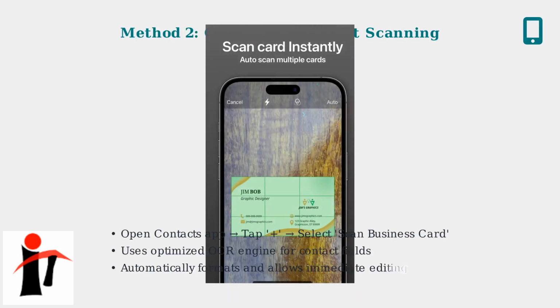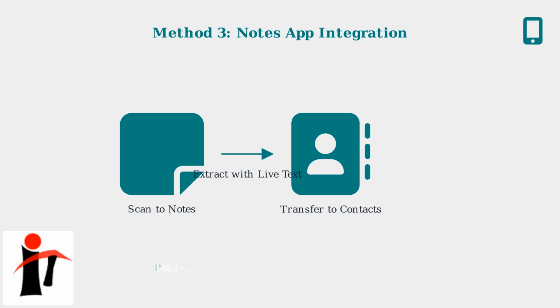The first is through the Camera app, which uses live text technology to detect and extract contact information in real time. The second method uses the Contacts app directly. This approach provides contact-specific optimization and automatically formats fields like name, phone number, email, and address for immediate saving. The third method involves the Notes app integration. You can scan business cards into Notes using the document scanner, then use live text to extract and transfer information to your contacts. This method is particularly useful for batch processing multiple cards.